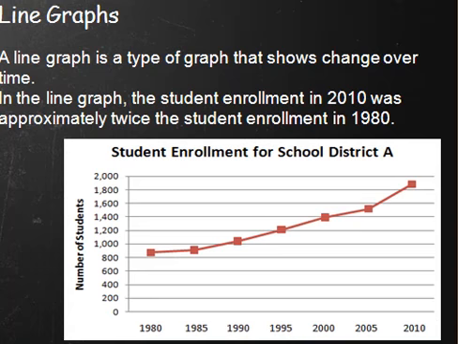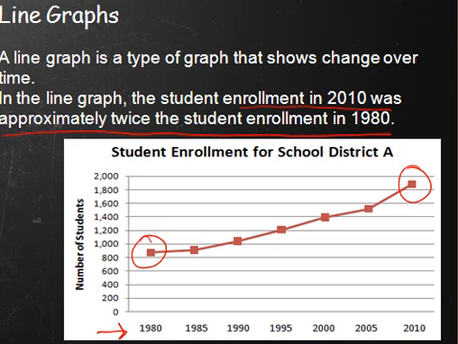Line graphs are another useful tool that measure or show change over time. In this case, we have the number of students enrolled in a certain school district. We can see that in 1980, there's about 900 students. In the year 2010, there was a little over 1,800 students. Therefore, the enrollment in 2010 was approximately twice that in 1980.